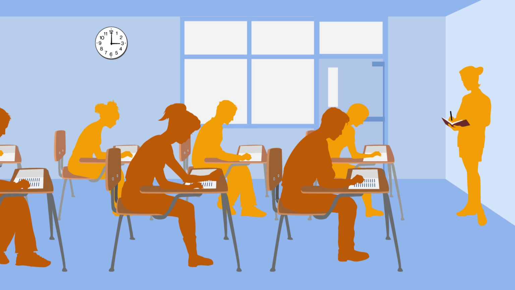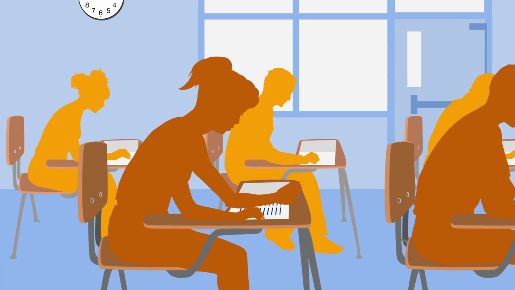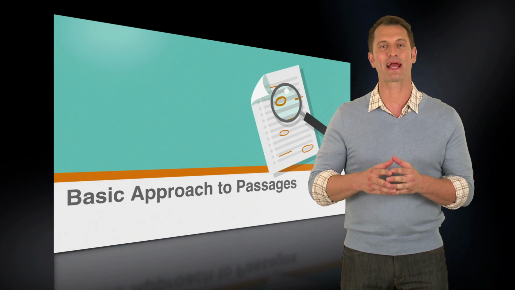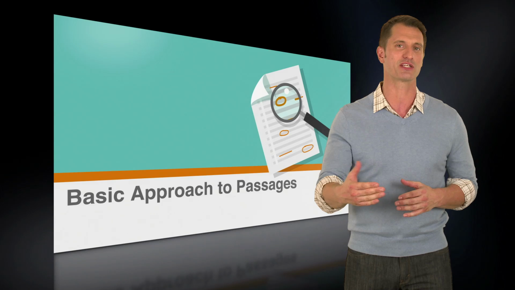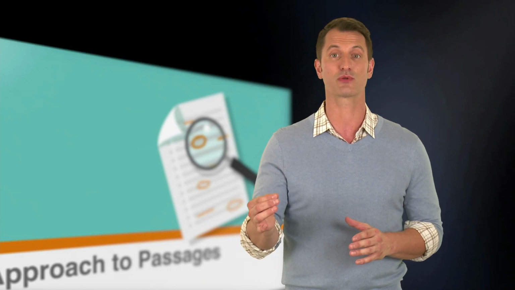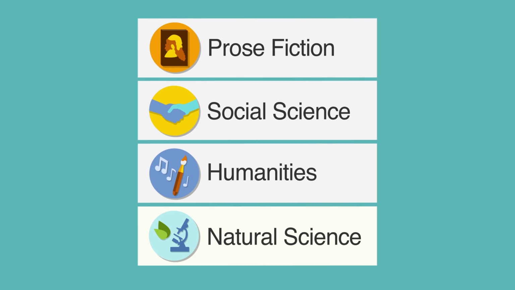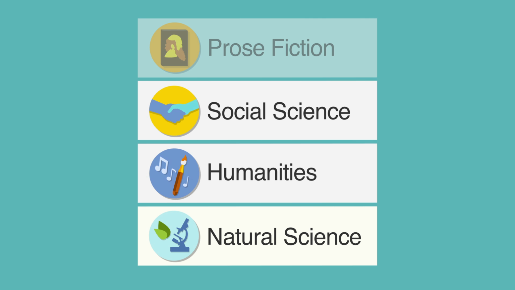On the test, you will have less than 1 minute to answer each question, and that doesn't include the time it takes to read the passages. This is where the focus points strategy comes in handy. The focus point strategy is the practice of strategically reading specific lines of a passage, then tackling the related questions. This strategy will save you time when reading the passages, which essentially gives you more time to answer the questions correctly. Using focus points will usually work for every type of passage on the ACT, except for the prose fiction passage, so we'll come back to that in another lesson.